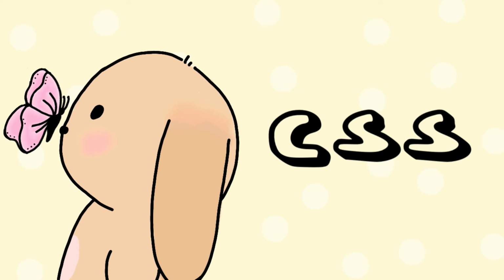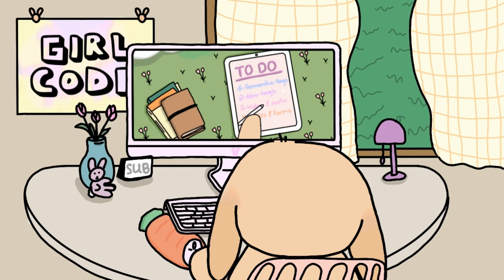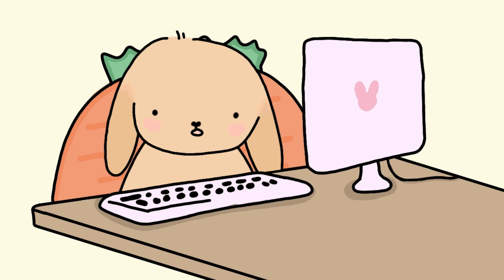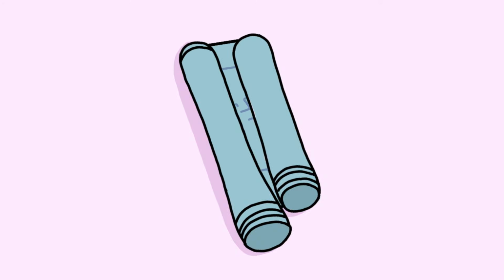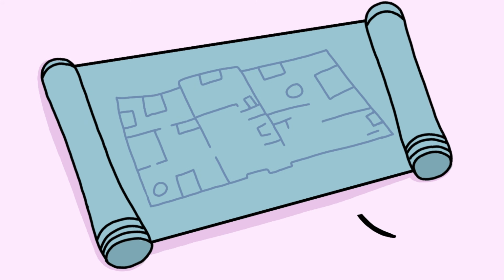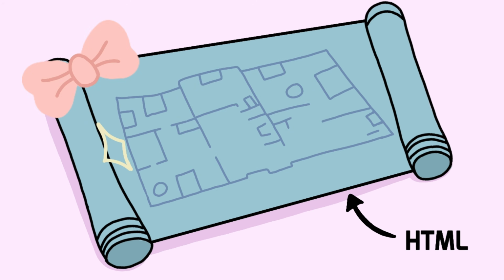In the last video, we finished our HTML layout, and if you missed the first 2 videos, don't worry, I will be remaking them soon. So first, what even is CSS? CSS stands for Cascading Style Sheets. Now that we have our blueprint, also known as our HTML code, we can start decorating with CSS.